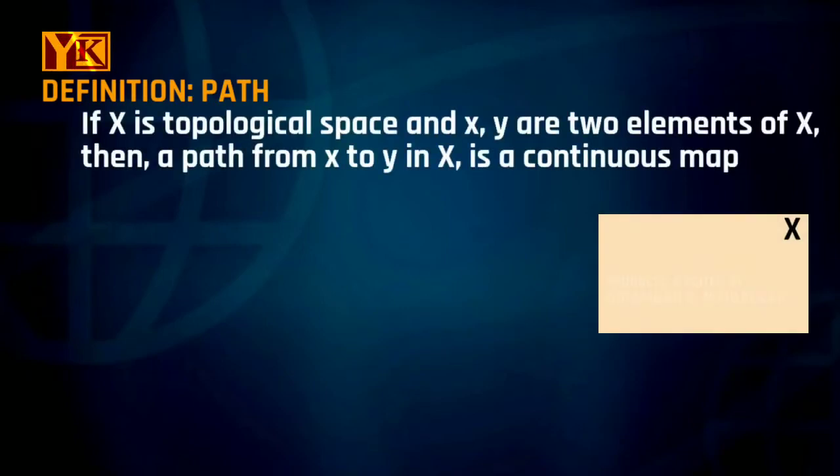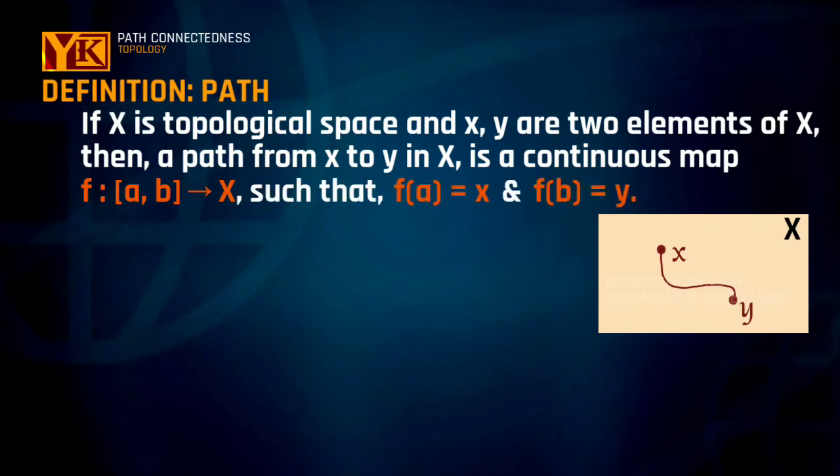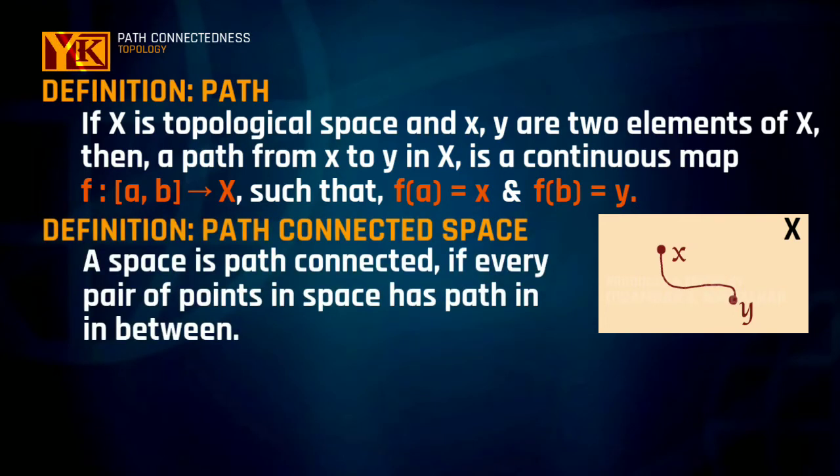If X is a topological space and x and y are two elements of space X, then a path from x to y in X is a continuous map f from some closed interval [a, b] of the real line into X such that f(a) is equal to x and f(b) is equal to y. And the space is said to be path connected if every pair of points in space X can be joined by a path in X.